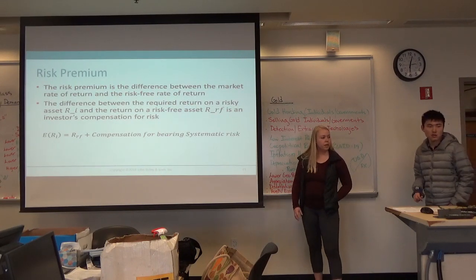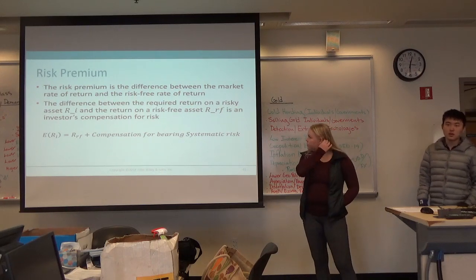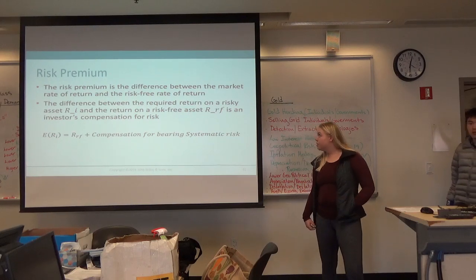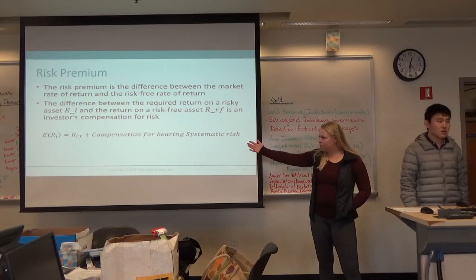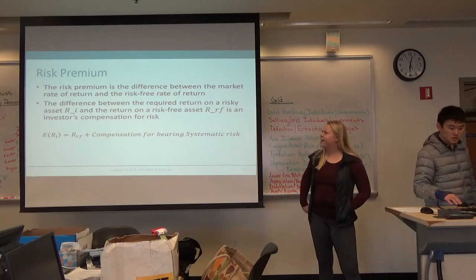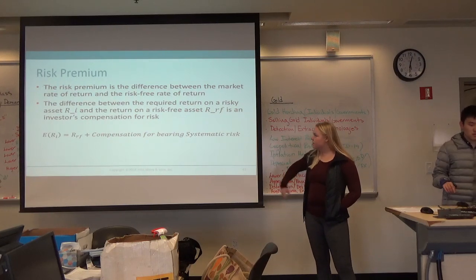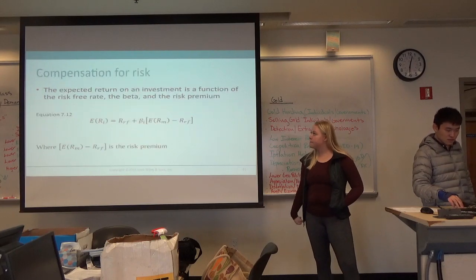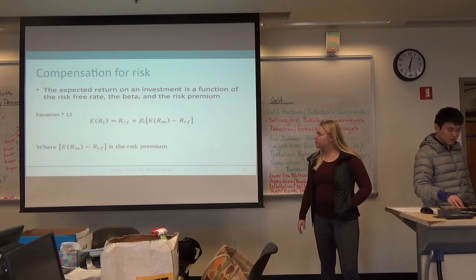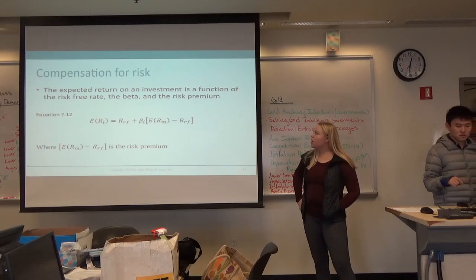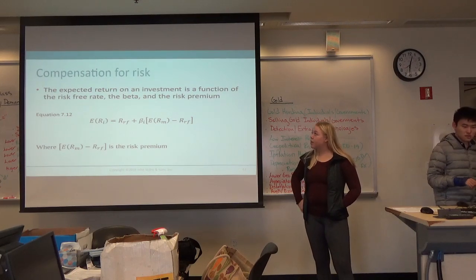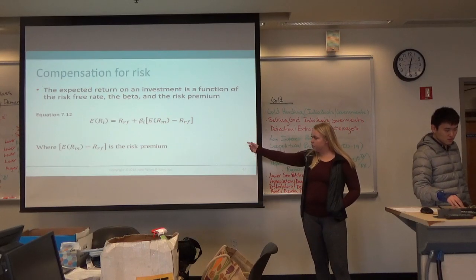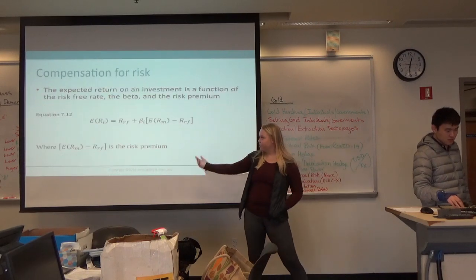Moving on to risk premium. So the risk premium is the difference between the market rate of return and the risk-free rate of return. The difference between the required return on a risky asset, which is represented as R_I, and the return on a risk-free asset, R_RF, is an investor's compensation for risk. So the expected return on an investment is a function of the risk-free rate, the beta, and the risk premium, as we can see here in this equation, where this is the risk premium.